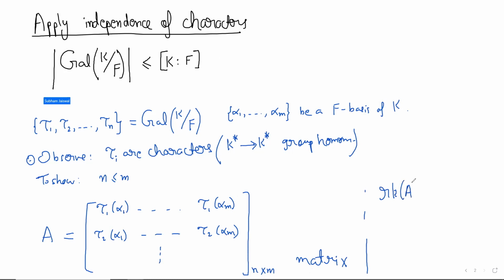That's fine, that's okay. Rank of A is less than or equal to m. That is because the rank of a matrix is less than or equal to the row size n, less than or equal to the column size. That is true for any matrix. It has nothing to do with this matrix. Nice.